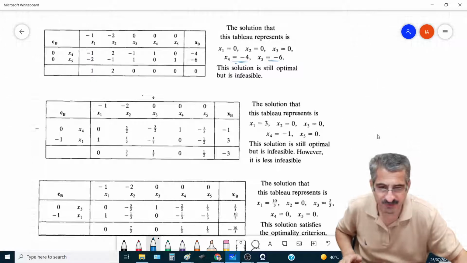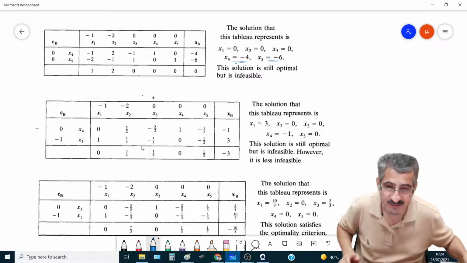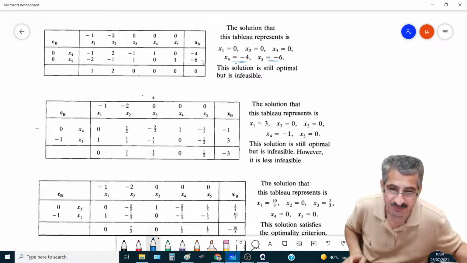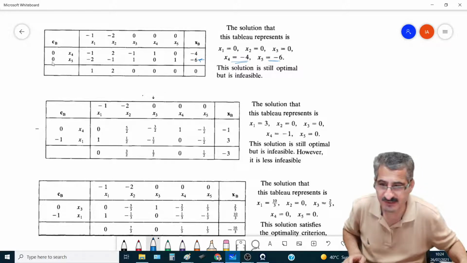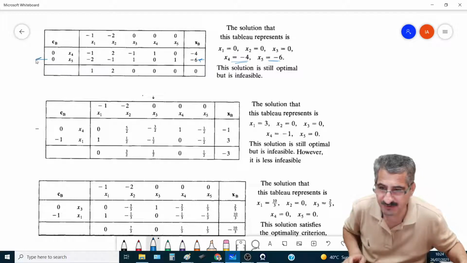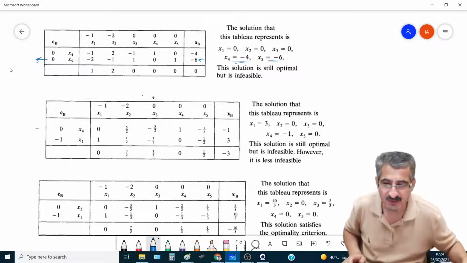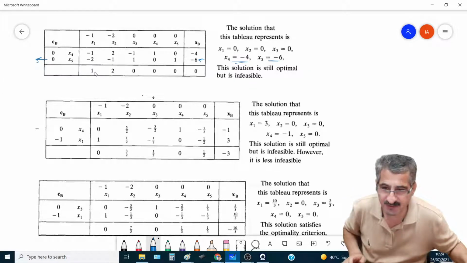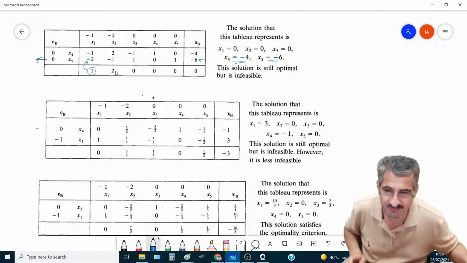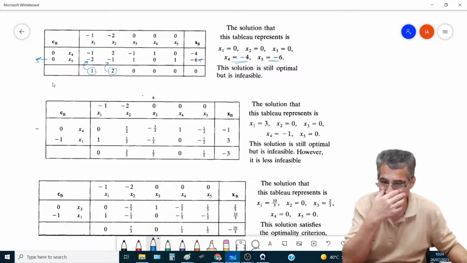To do the pivoting here, we go to the smallest number in the resources vector, which is this one, -6. So this is the departing variable here. Now we take the ratios: 1 over -2, which is -1/2, and 2 over -1, which is -2. So which one do we choose?